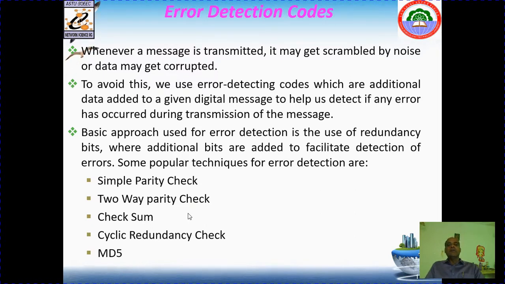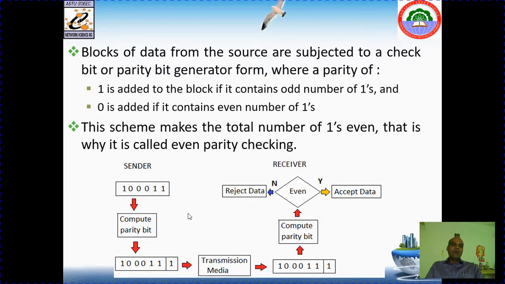When the data is transmitted, it may be scrambled by noise or corrupted. To avoid this, the data link layer has to detect as well as correct the error. The basic approach used for error detection is to use redundancy bits, where additional bits are added to facilitate the detection of errors. Some popular techniques for error detection are these five. If you consider the simple parity check, it is very simple. It will count how many ones are there in the data.